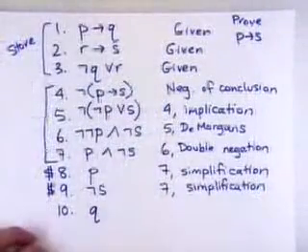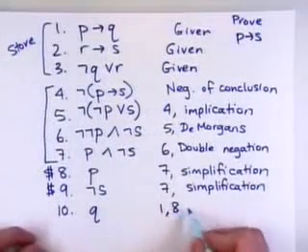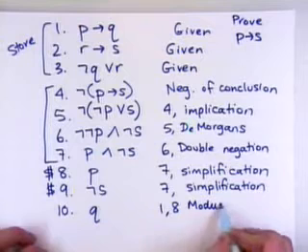So let's try that. What can we buy with a P? P implies Q, so you can get a Q. If P implies Q and I have P, then I know Q is true. That was my modus ponens rule. So that was from lines 1 and 8 and modus ponens.